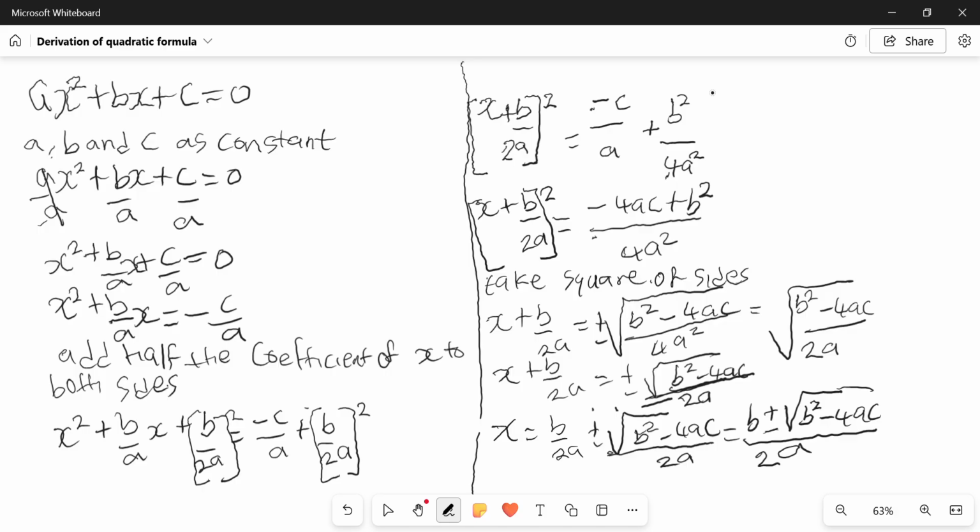So you have to know your b squared minus 4ac is what we refer to as the discriminant, and it determines the type of roots we are going to have. When your b squared minus 4ac is equal to 0, you will be having 2 equal roots, and when it's greater than 0, you'll be having roots that are different numbers. When it is less than 0, you'll be having complex numbers.